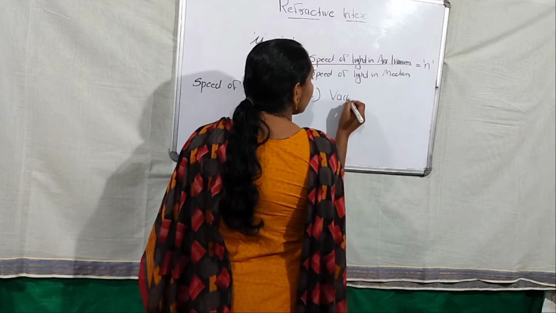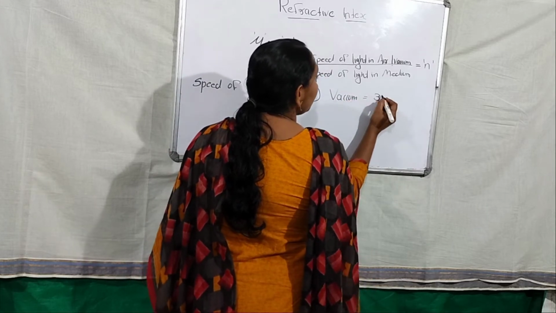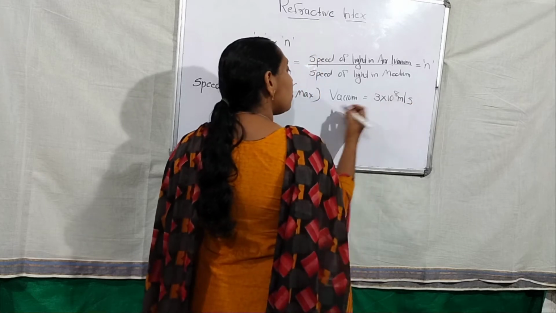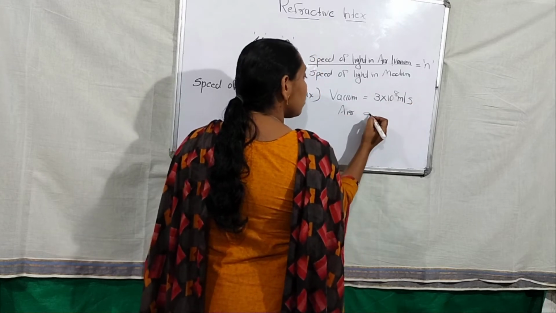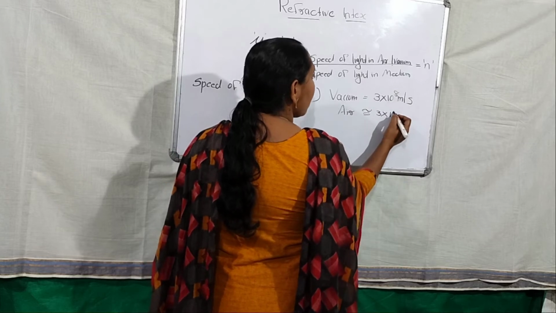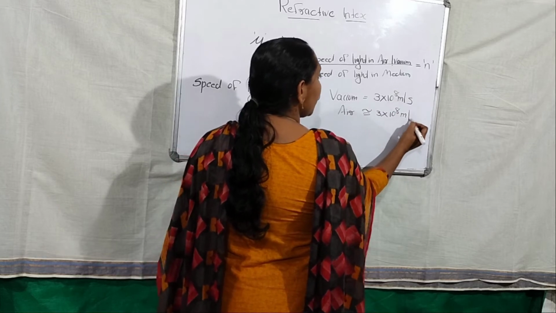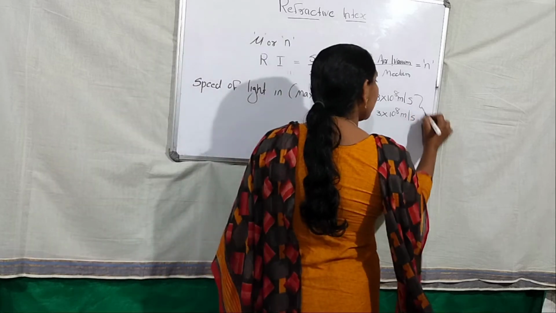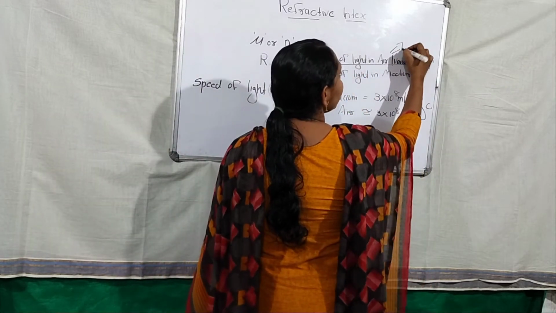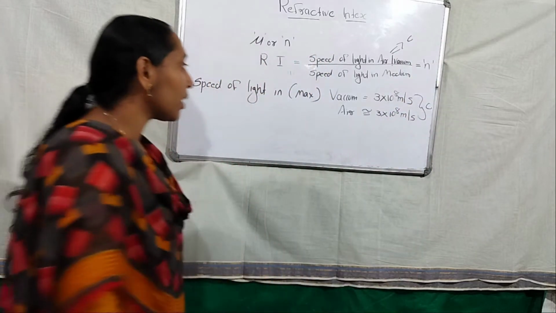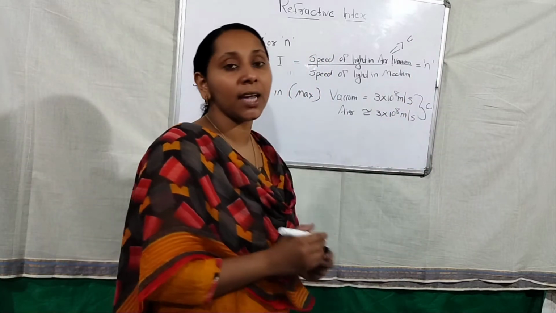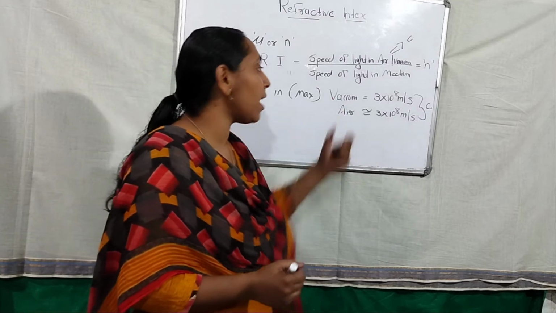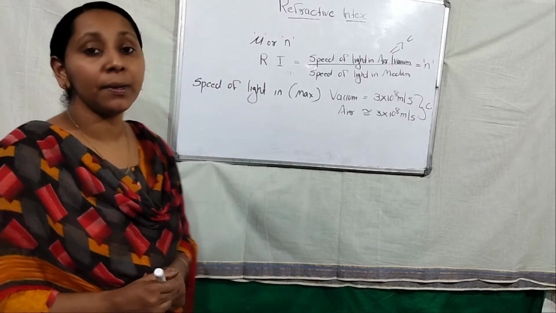That speed is 3 into 10 raised to 8 meter per second. This is almost the same in the case of air also, approximately the same in air. This speed is denoted by the symbol c, the speed of light in air. Speed of light is maximum in air or vacuum, and the numerical value is 3 into 10 raised to 8 meter per second.